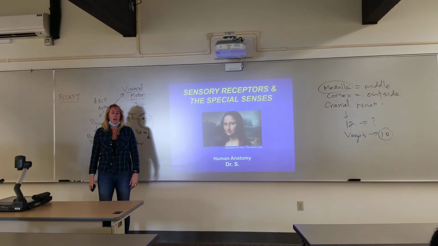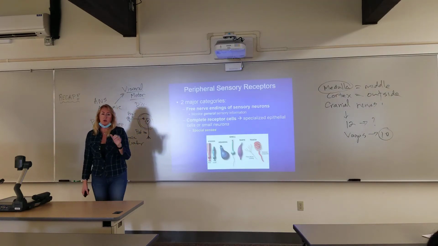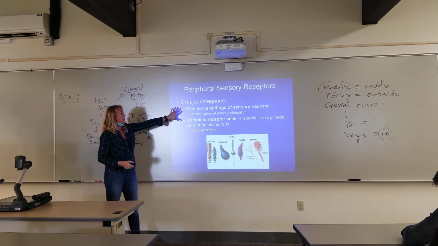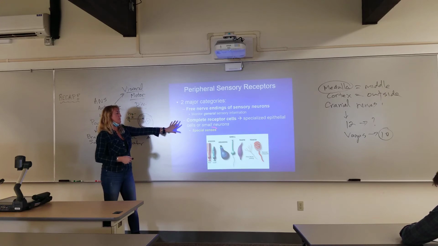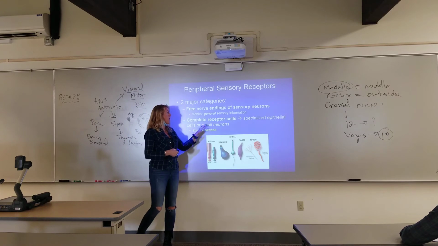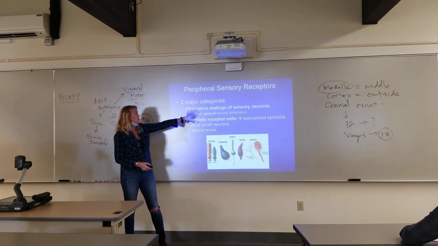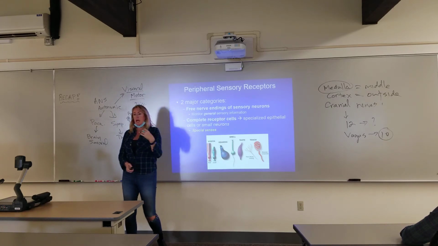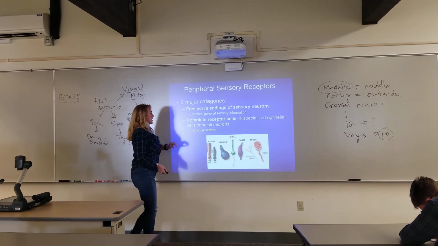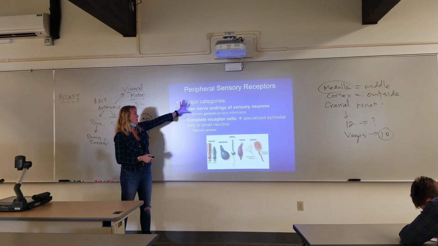We have a few different types of neurons acting as receptors throughout your whole body. We have two major categories: free nerve endings and complete receptors, which are specialized epithelial cells or small little mini neurons. Free nerve endings monitor general sensory information, general sensations like pain, touch, vibration, temperature, all that stuff.